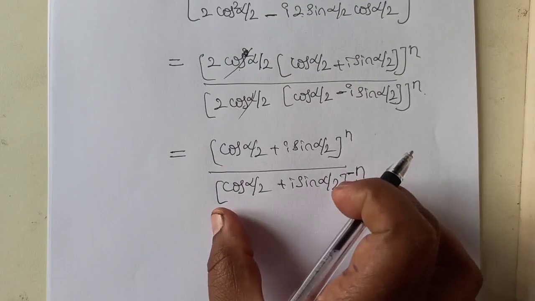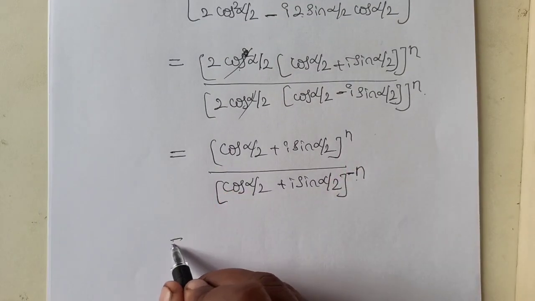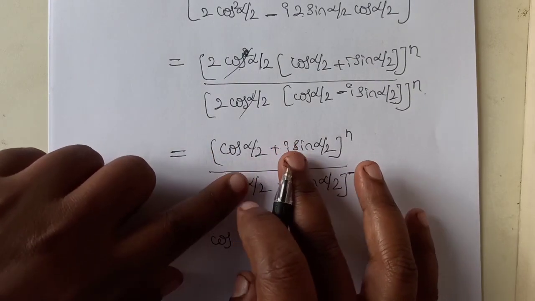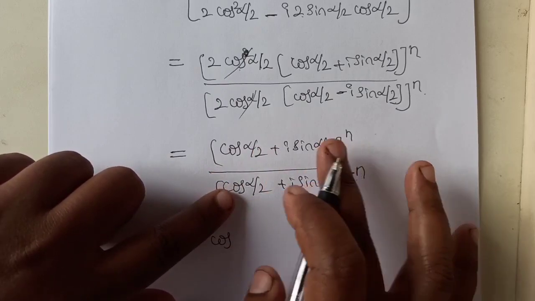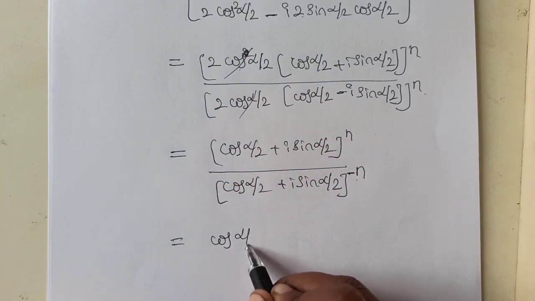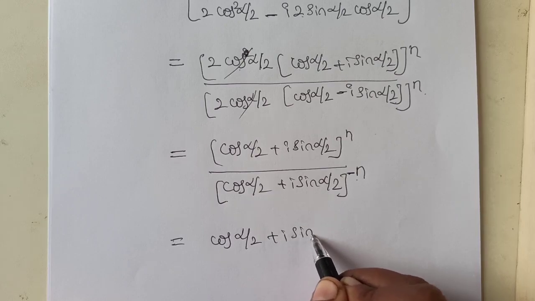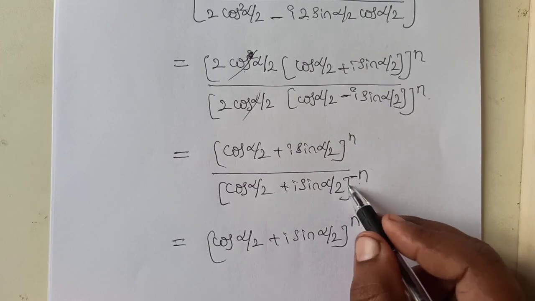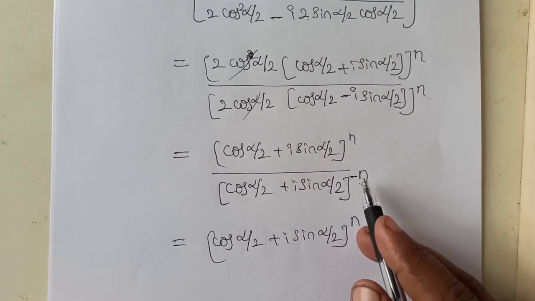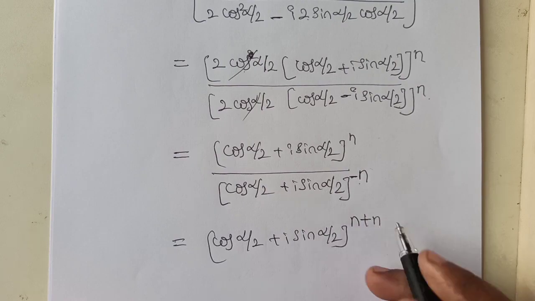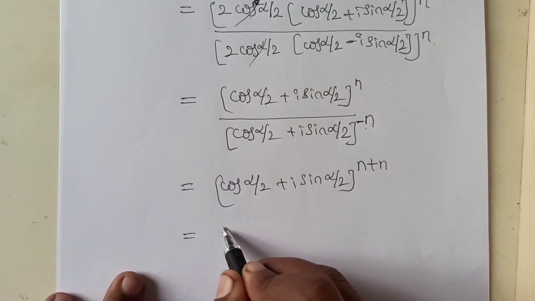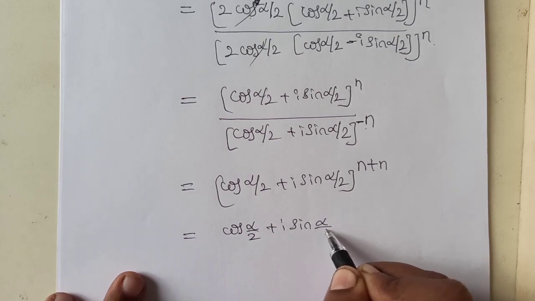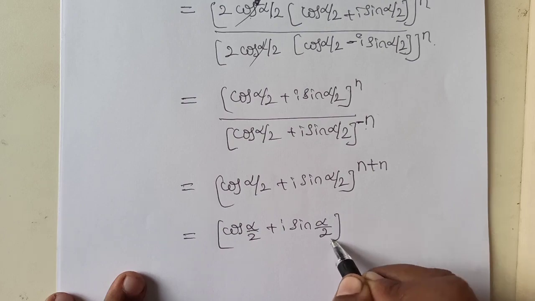Now taking this term to the numerator, since both bases are the same, the powers can be added. Therefore we get (cos alpha by 2 plus i sin alpha by 2) power n plus n, which is 2n. So cos alpha by 2 plus i sin alpha by 2 power 2n.